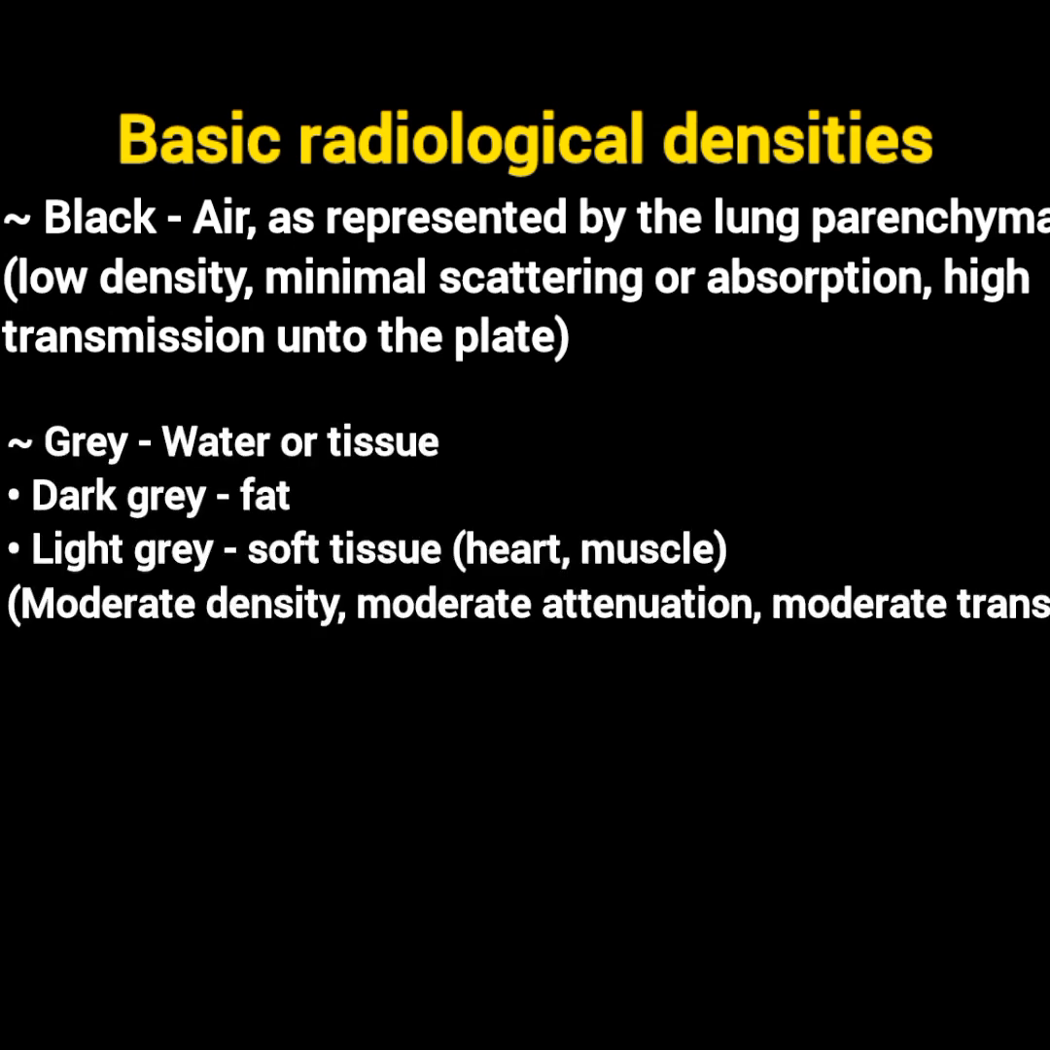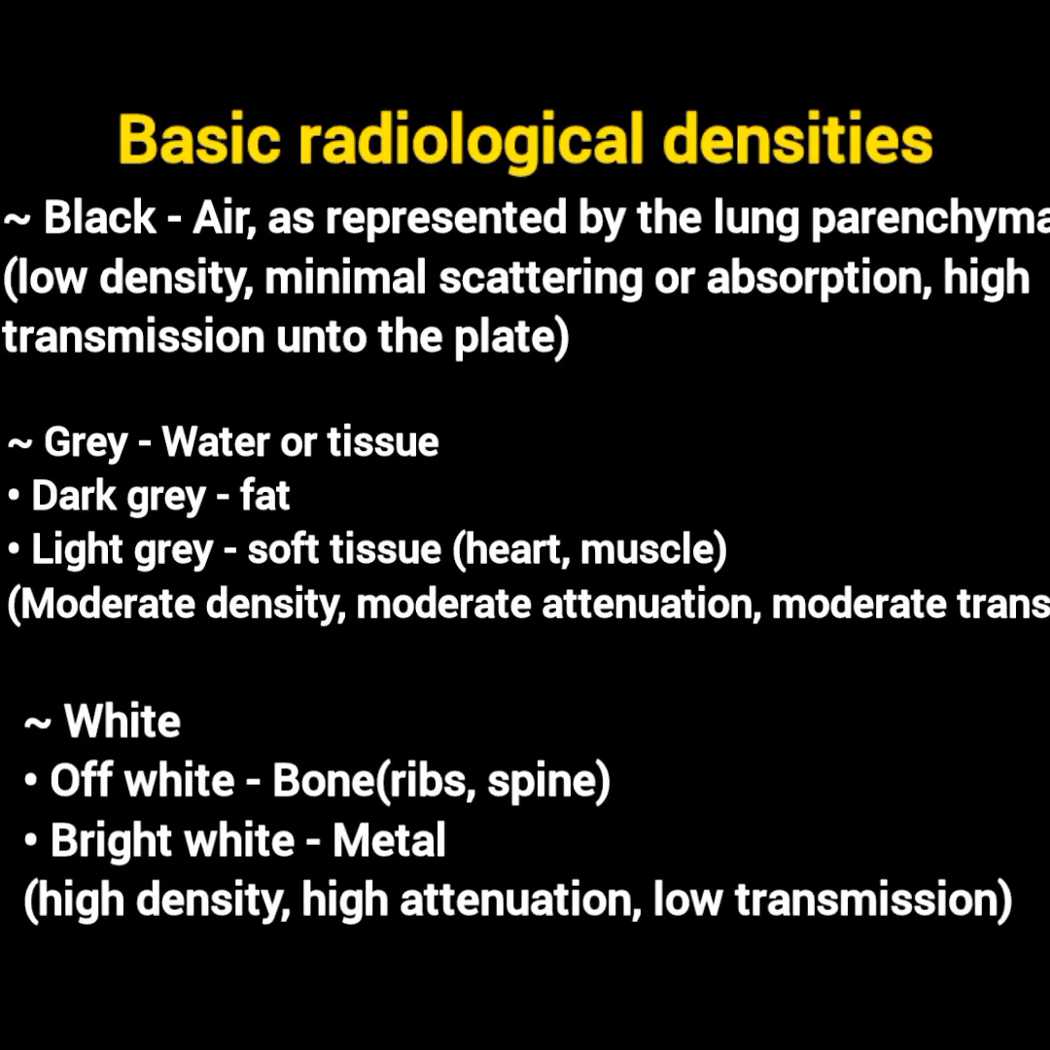Water or tissue appears gray. Fat appears dark gray, and soft tissue such as the heart and the muscle appears light gray. But the bones such as the ribs and the spine appear off-white, and any metal in the chest appears bright white on the chest X-ray.